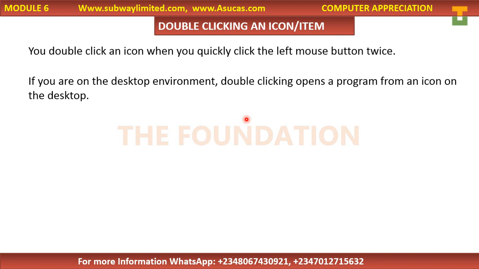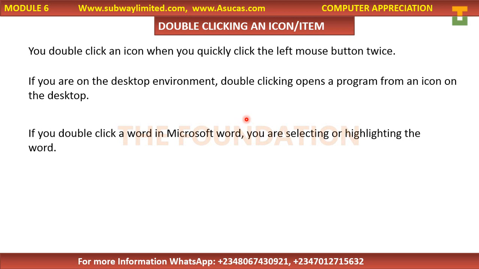If you are on the desktop environment, double clicking opens a program from an icon on the desktop. If you want to load your Microsoft Word, you double click, and you will see that your Microsoft Word icon will open, or a folder. If you double click it, you see that particular folder will open. If you double click a word in Microsoft Word, you are selecting or highlighting the word. When we open all these programs, we will activate it and you will see it. So if you are in Microsoft Word and you double click a particular word, you are automatically highlighting the word.